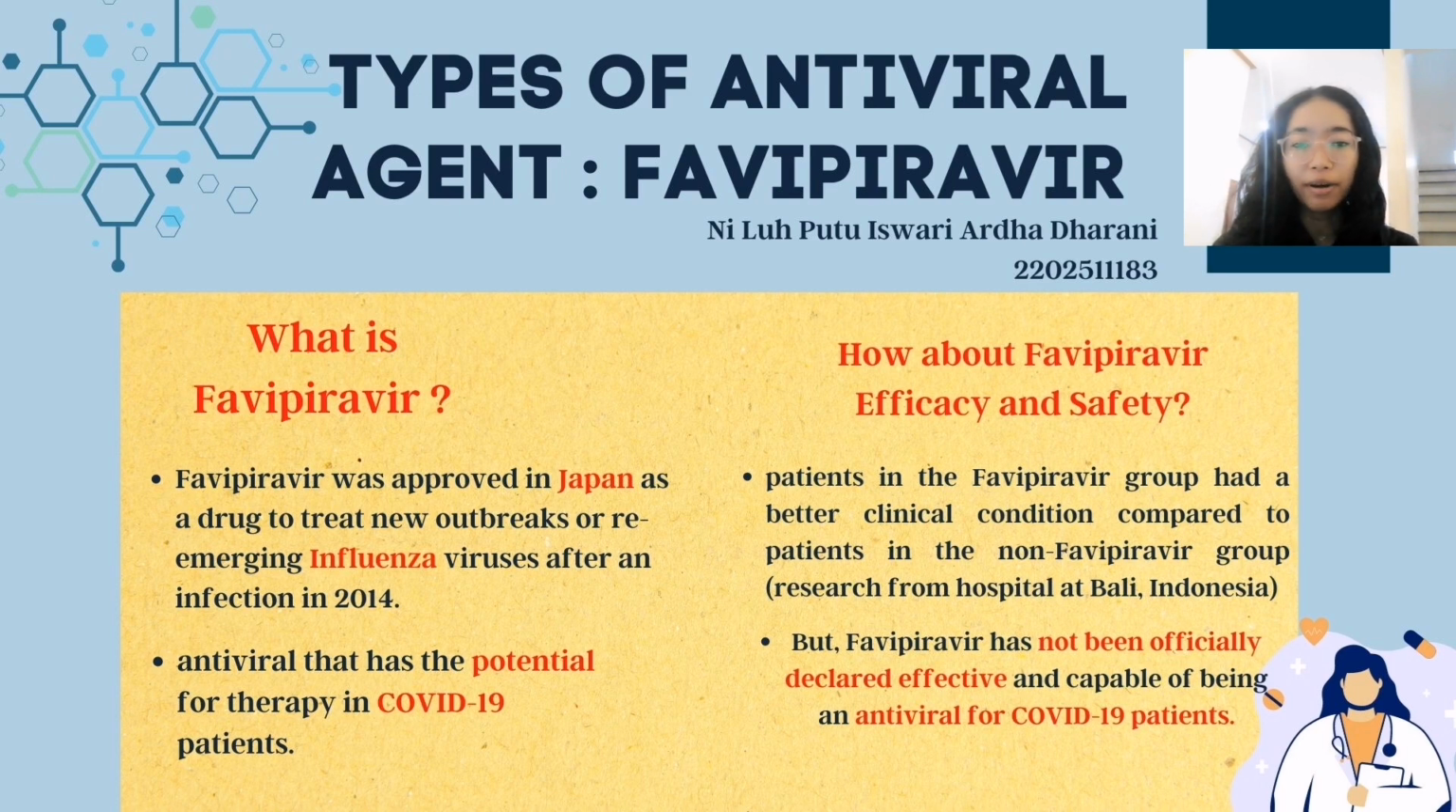Now I will present to you about favipiravir, which is one of the antiviral agents. Favipiravir was approved in Japan as a drug to treat new outbreaks or re-emerging influenza viruses after an infection in 2014, because other antiviral influenza drugs were less effective at treating the disease. Favipiravir is a type of antiviral that has the potential for therapy in COVID-19 patients.